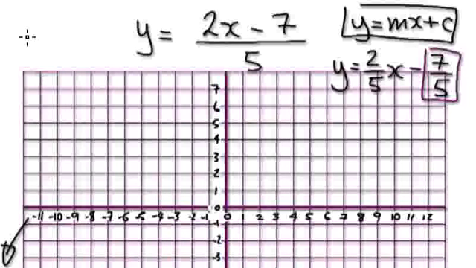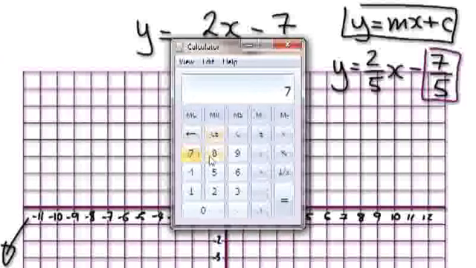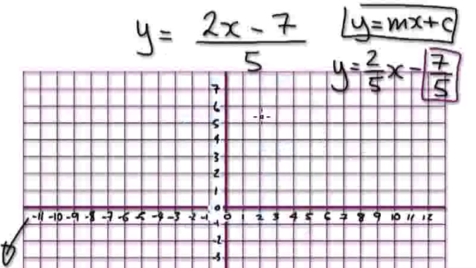Well, okay, hang on. Let's jump to a calculator. 7 divided by 5 equals this, 1.4. Okay. So the intercept is minus 1.4. So 1 from here to here is 1. So 1.4 is probably around here. So hang on, bear with me.